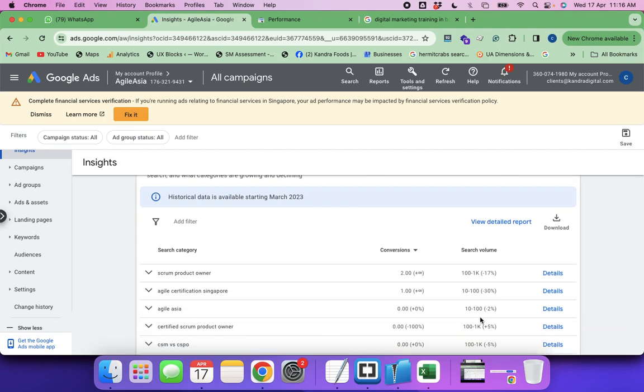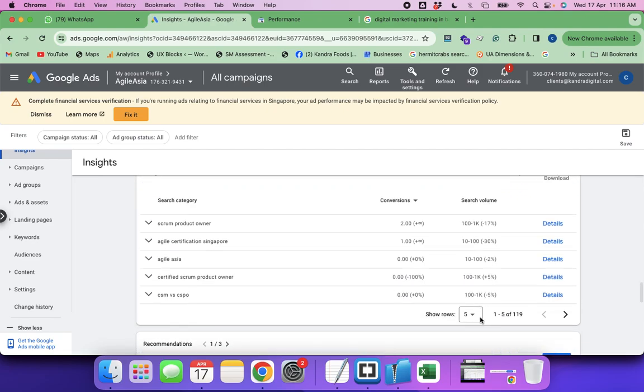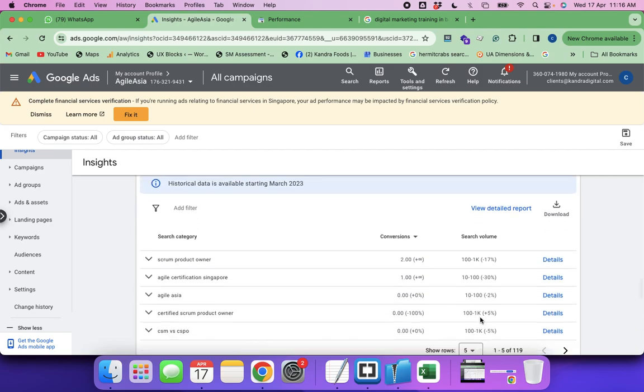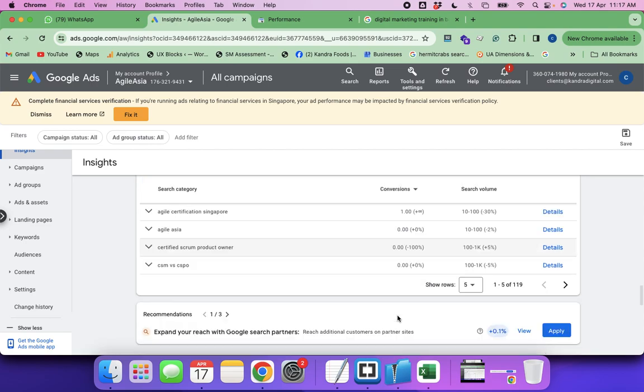This is again about various search terms, the different keywords that people use to find your business, and what's happening with that is also being shown. Some of the keywords which have never got a conversion for your business are now getting some conversions. That is what is being displayed here. Two conversions from Scrum product owner, agile search.